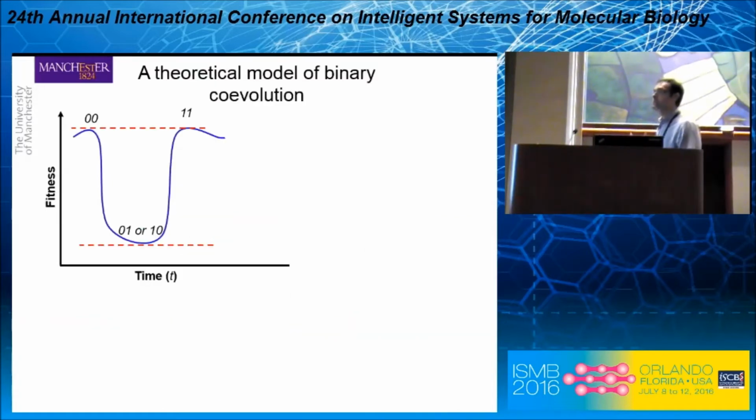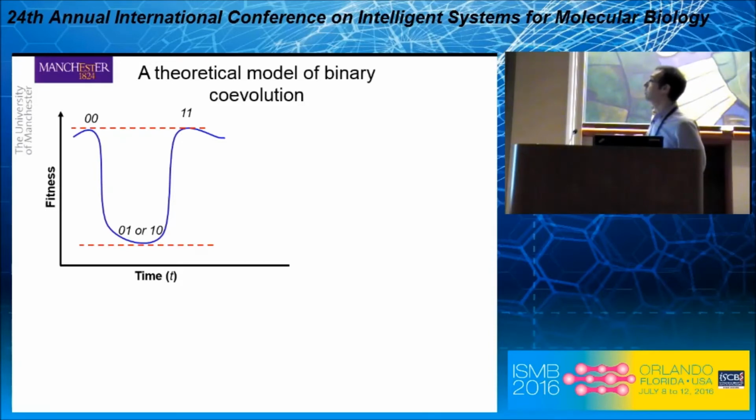Anyway, we were interested in investigating which of those scenarios were more likely to be found. So we set up a model of binary coevolution. So we have, again, two sites, and each site can have two states, 0 and 1.